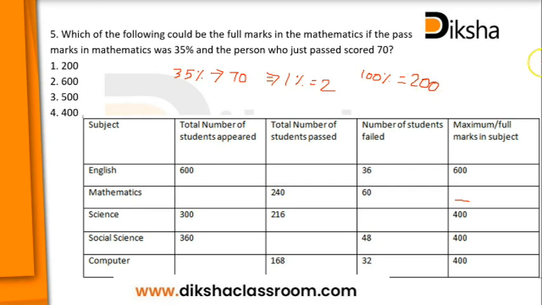35 percentage is 70 marks, that means 1 percentage is 70 by 35, that is 2. If 1 percentage is 2, 100 percentage will be 200. So the total marks or the maximum marks in mathematics will be 200. So that's all about the final sub question in the first question.